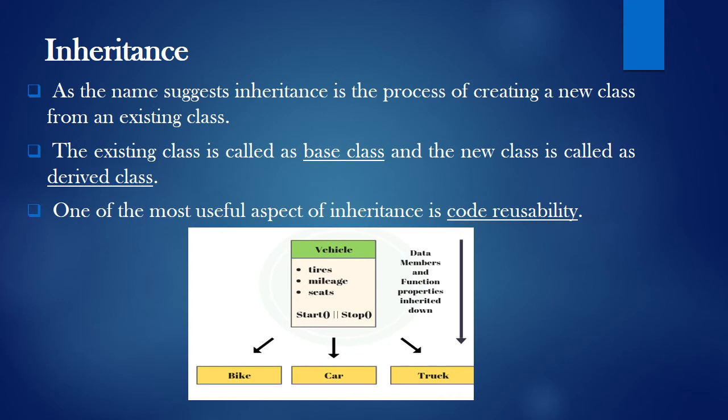Inheritance. As the name suggests, inheritance is the process of creating a new class from an existing class. The existing class is called as base class and the new class is called as derived class. One of the most useful aspects of inheritance is code reusability.